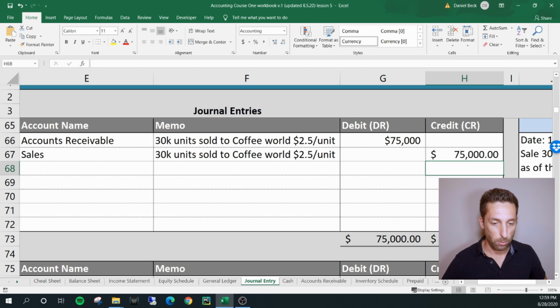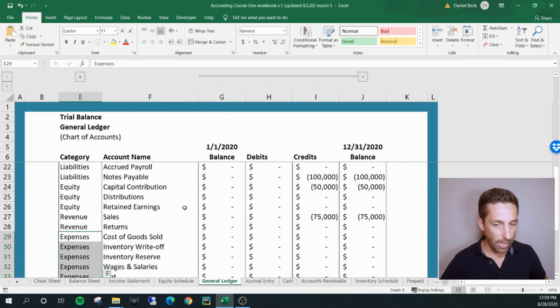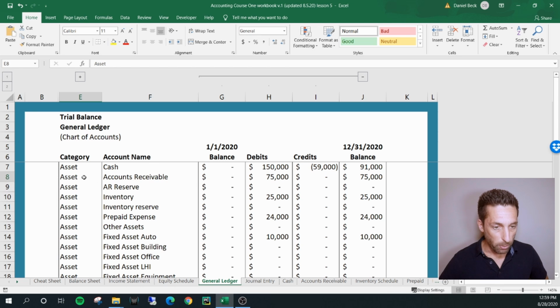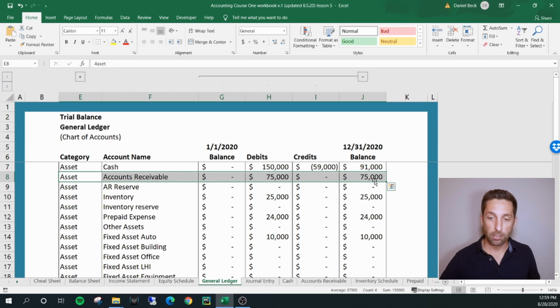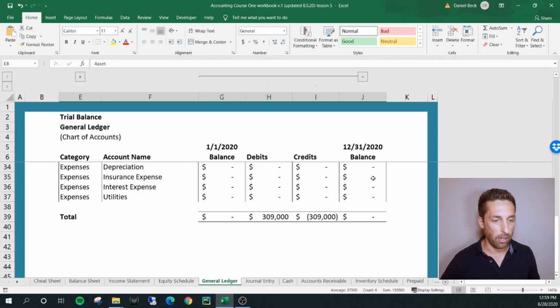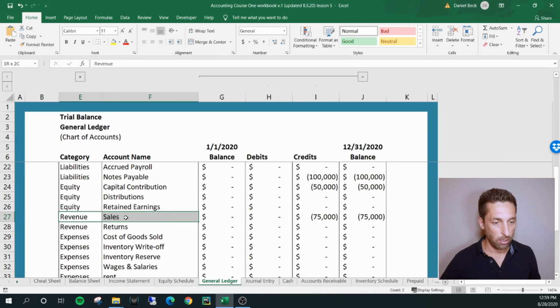So let's take a look at the general ledger right now. And let's see. So we have our accounts receivable. So now we have a balance in our general ledger account, our accounts receivable, of $75,000. If we look in our general ledger sales account, we have a credit balance of $75,000.